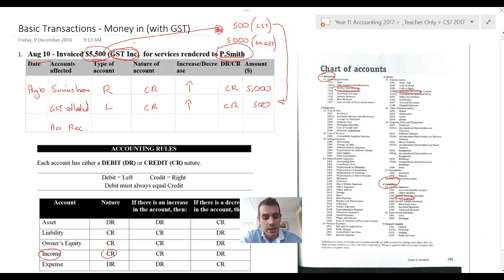The final account, accounts receivable. Accounts receivable is an asset account from our accounting rules. Assets are debit by nature. Our accounts receivable account has gone up. We're now owed $5,500. So that stays a debit of $5,500. You can see here the two credits equal this debit amount.